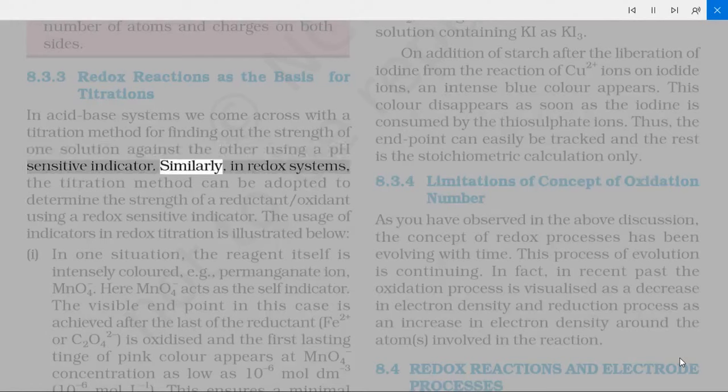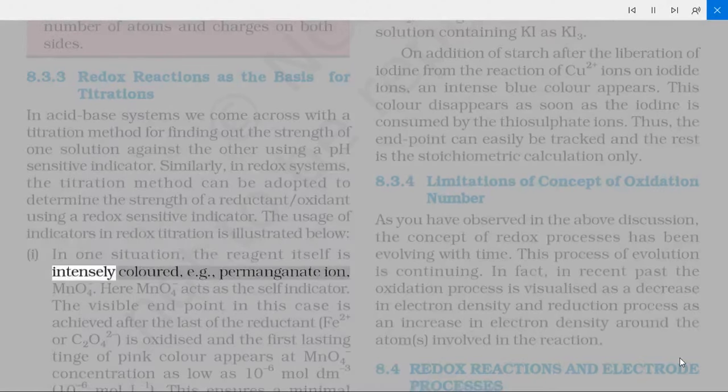Similarly, in redox systems, the titration method can be adopted to determine the strength of a reductant or oxidant using a redox-sensitive indicator. The usage of indicators in redox titration is illustrated below. In one situation, the reagent itself is intensely colored, e.g., permanganate ion, MnO4⁻. Here MnO4⁻ acts as the self-indicator.